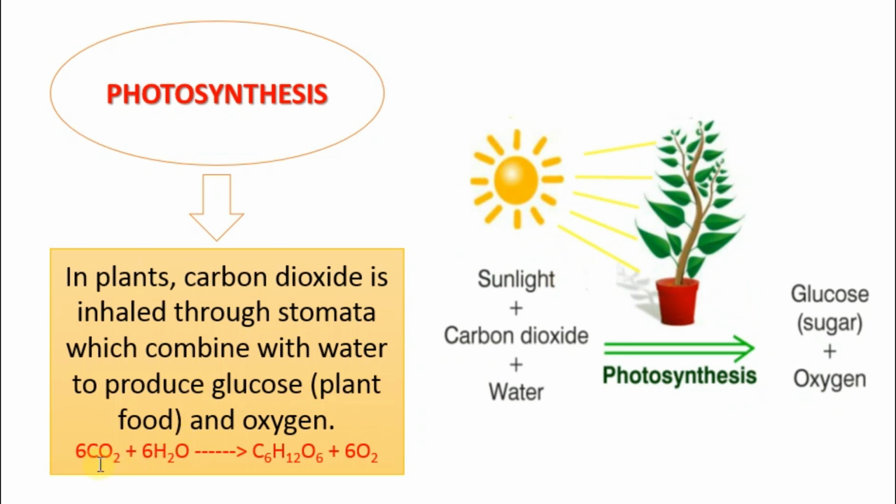This is the reaction in which carbon dioxide and water, with the help of sunlight and chlorophyll which is present in the leaves, plants can manufacture glucose, which is food for the plants, and oxygen.